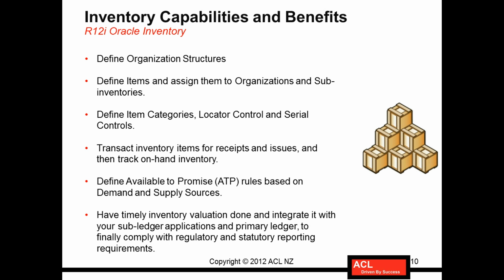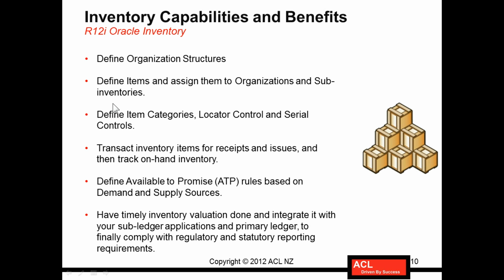Based on your current availability, your near future availability, or your manufacturing capacity, you go back to your customer and promise that on this date you're going to fulfill the customer order and ship it to them. That's the concept of available to promise, which you determine based on your demand and supply sources. And that's what you define as a part of your inventory model.